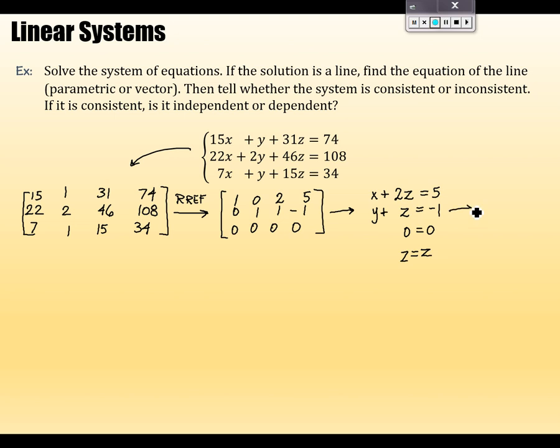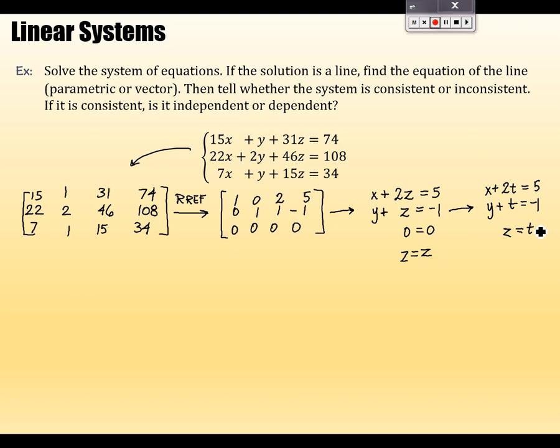All right, I'd like to do something even weirder. I'd like to introduce another variable just for fun. How about t? Let's let z be t. If that's the case, then the first equation says x plus 2t equals 5. The second equation says y plus t equals negative 1. And we also know that by our choice of letter, it's completely arbitrary. But by our own free choice, we let z equal t.